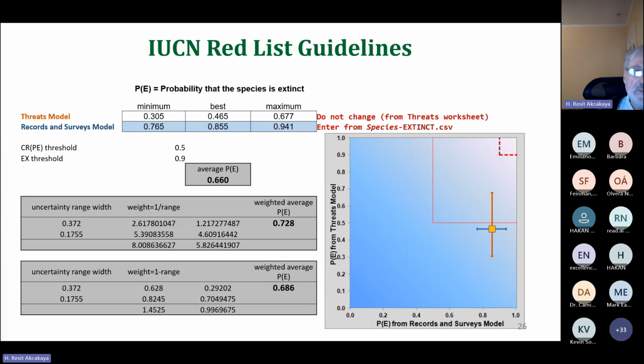But of course, if the species has a very high probability of being extinct, if it has not been seen for 50 years and there were targeted surveys for 50 years, it is very likely that the result would actually be in this corner. So anyway, any other questions?